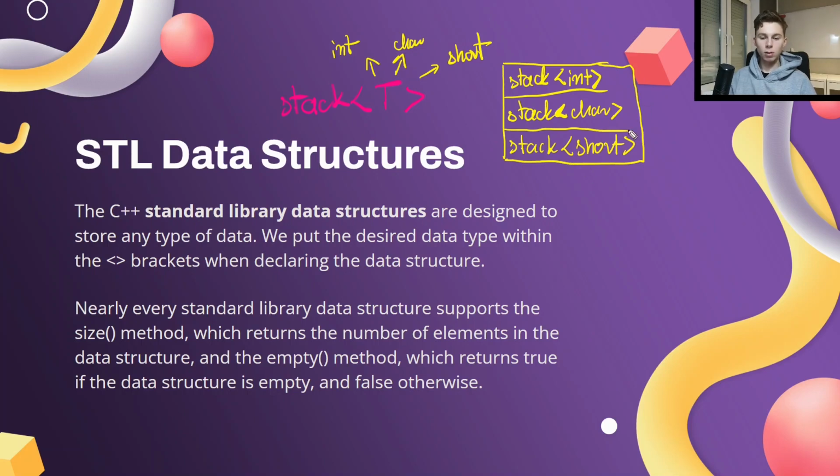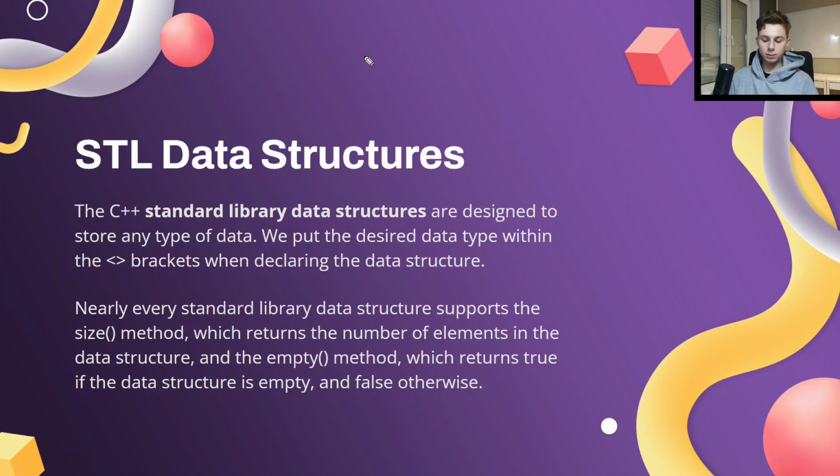Of course, we will go into more detail in the next examples. Nearly every standard library data structure supports the size method, which returns the number of elements in the data structure, and the empty method, which returns true if the data structure is empty and false otherwise. So now let's go to the queue data structure.